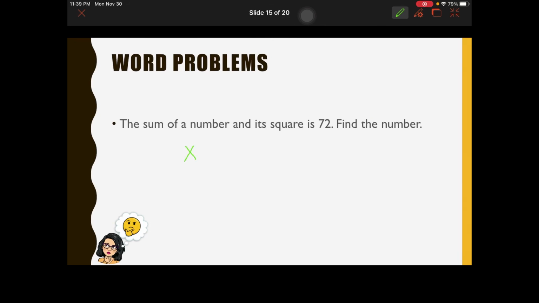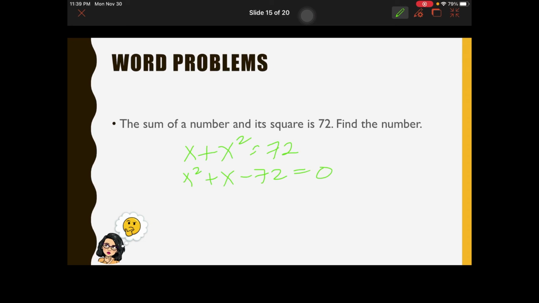So, ang sum daw ng number and its square, so that's x squared, is 72. Now, does it look familiar to you? Yes, mukha siyang jumbled up na trinomial. At yan ang gagawin natin sa kanya. We will rearrange it into a standard looking trinomial para ma-solve natin si x. Okay? So, we will have x squared. Tapos, we will have plus x minus 72 equals 0.